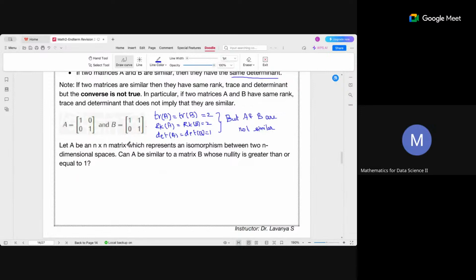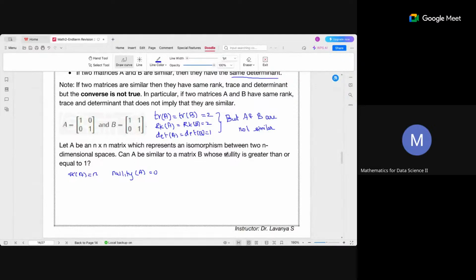Let A be an n by n matrix which represents an isomorphism between two n-dimensional spaces. Okay, so it is representing an isomorphism. If it is representing an isomorphism, what is the rank? Full rank, n. And what is the nullity? 0. Okay. Now it is given that A and B are similar matrices.